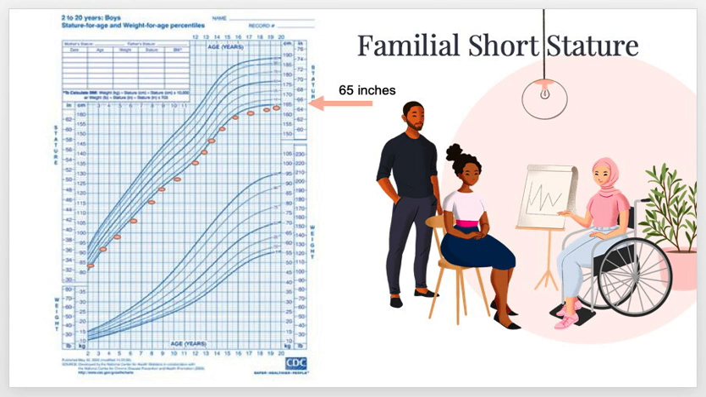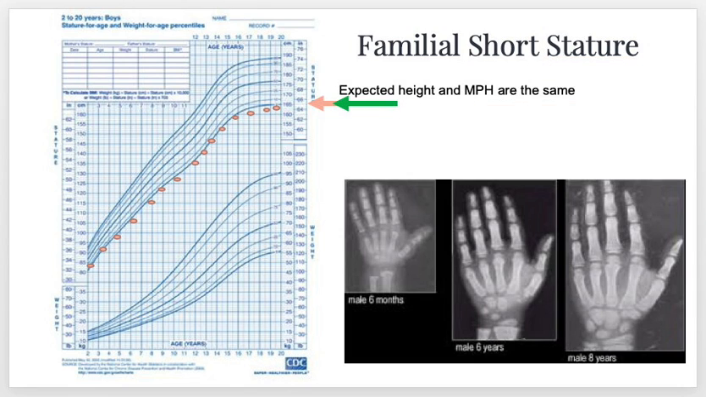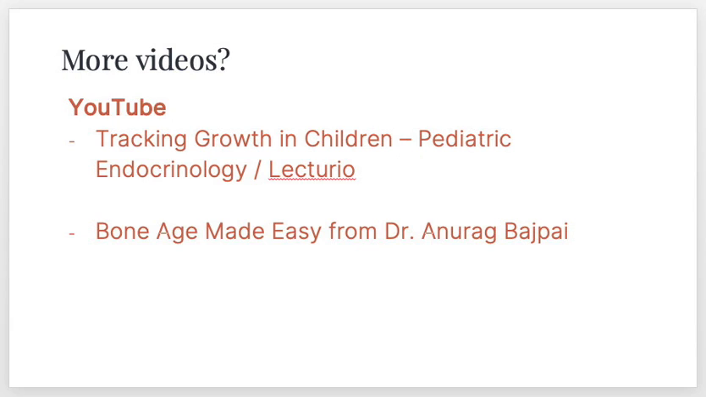Now, in terms of familial short stature, you will see that the kid is also tracking at the low side of the growth chart, and it's saying that it's pretty much going to be 65 inches. But then when you do the mid-parental height, the expectations are basically the same because mom and dad are also on the short side. In the event that you do a bone age in these cases, you will see that the patient is meeting that same chronological age.